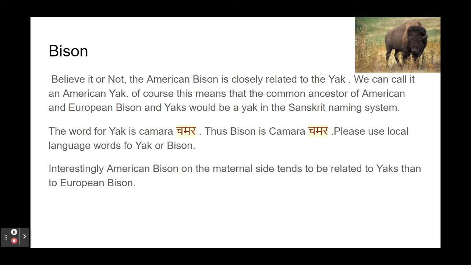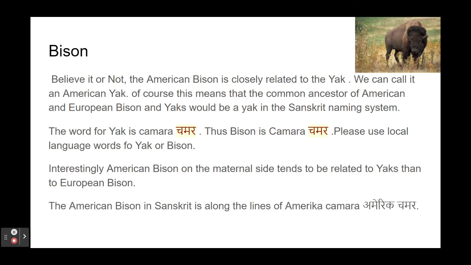Interestingly, American bisons, on the maternal side as mentioned, are more related to yaks than to European bisons. The American bison is along the lines of America chamaraha.